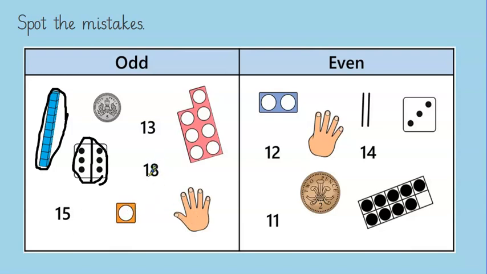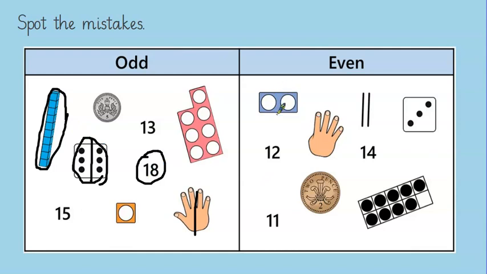18, I know 8 is an even number, so that's a mistake, that should have been in the even number column. And 5 is an odd number. If I split it in half, there's 2 fingers on this side, 3 on this side, that's not even, it's an odd number. So there's the 3 mistakes. Now let's have a look at the even number column.